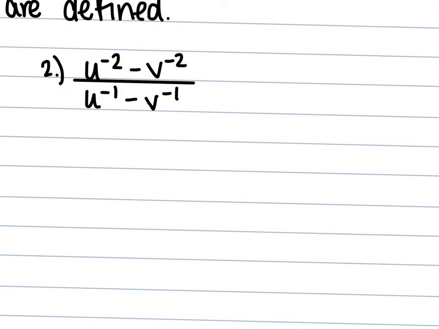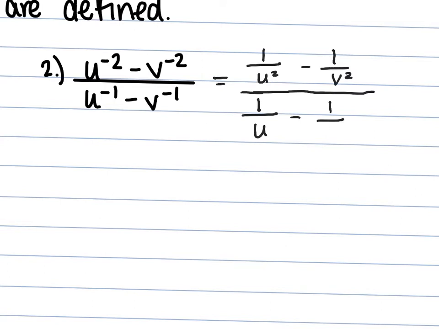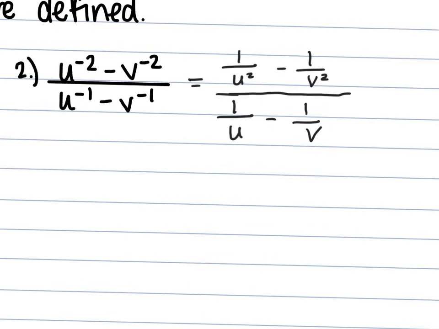Whenever I have these negative numbers in a fraction, one of the things that I can do is just rewrite them. So you're going to see the same pattern I'm doing each time. 1 over u squared minus 1 over v squared. That's the numerator. All I did was just rewrite the numerator. I took those negative exponents and wrote them with positive exponents. Over 1 over u minus 1 over v. Again, all I did was rewrite the bottom. I took those negative exponents and wrote them as positive exponents.